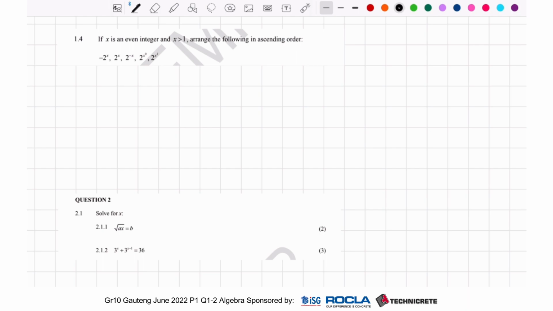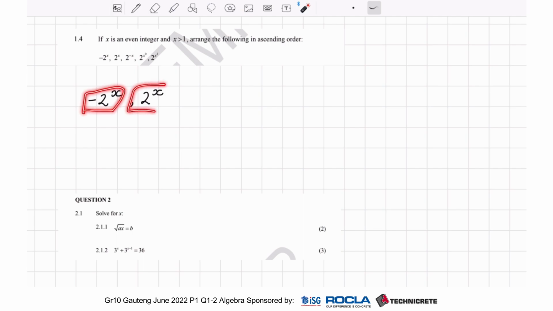So we're going to compare all of them. So for the first two, we've got minus 2 to the power of x and 2 to the power of x. So if I just look at 2 being to the power of x, like I have for both, it's going to be the exact same number, but this one is going to be the negative version of whatever that number is. So I know for sure that this one is going to be smaller than this one.